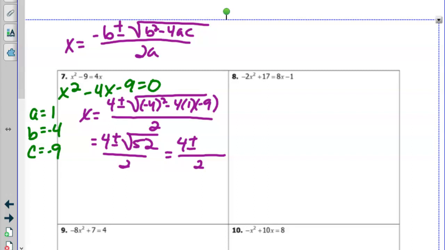I'll let everybody finish. And then I'll have you say it. Very good. 2 square root of 13. Any questions on 2 square root of 13?